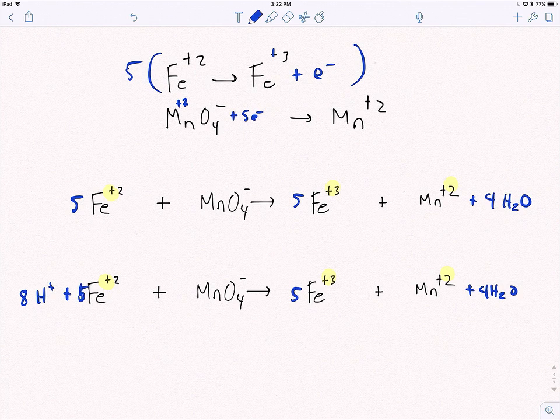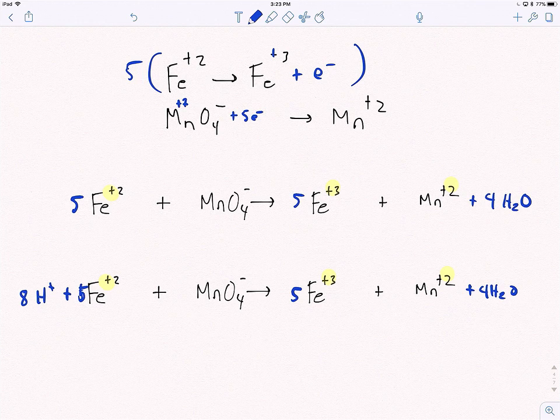And actually, now we're done. That is balanced. Eight hydrogen ions, plus five iron plus twos, plus permanganate, makes five irons plus three, plus Mn plus two, plus four waters.